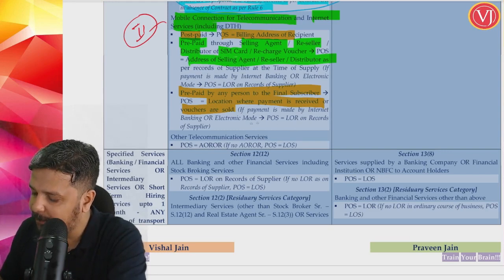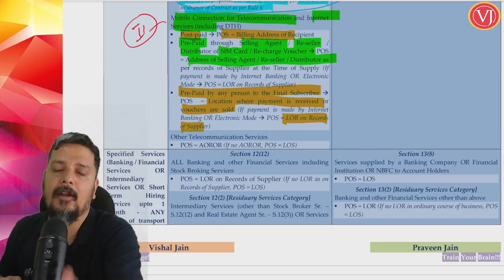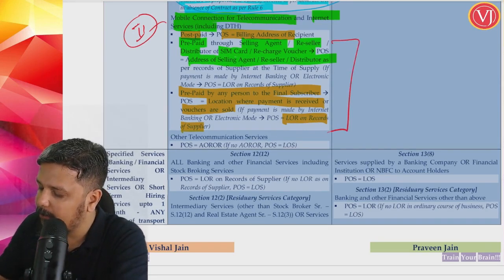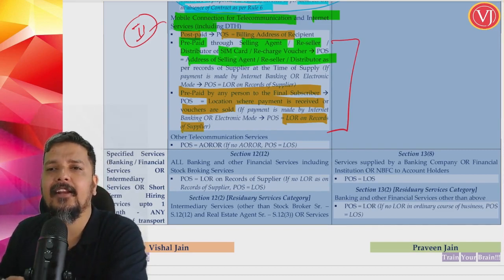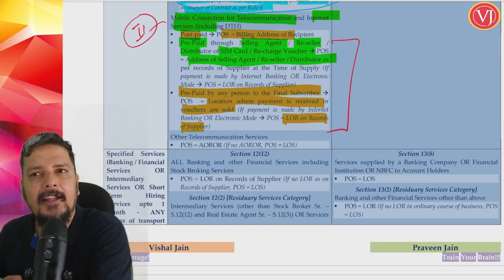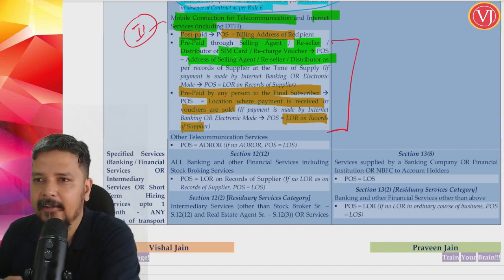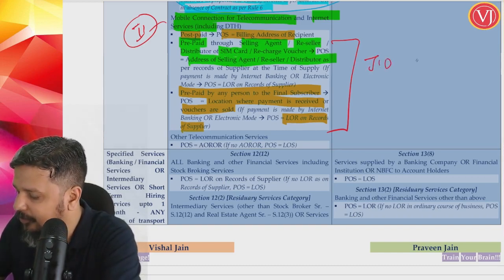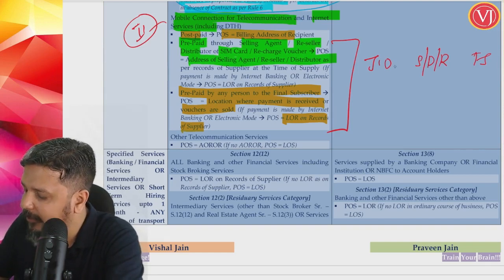Place of supply is the location where the payment is received or the vouchers are sold. And if payment is made by internet banking or electronic mode, then it is the address on records of the supplier, whatever address is available on records. Now try to understand both together. You are getting a wireless connection through an intermediary. Nowadays we directly make the payment, but even today a lot of you will go via an intermediary. So you are talking about Jio, then there is a seller or distributor or reseller, then there is a final subscriber.